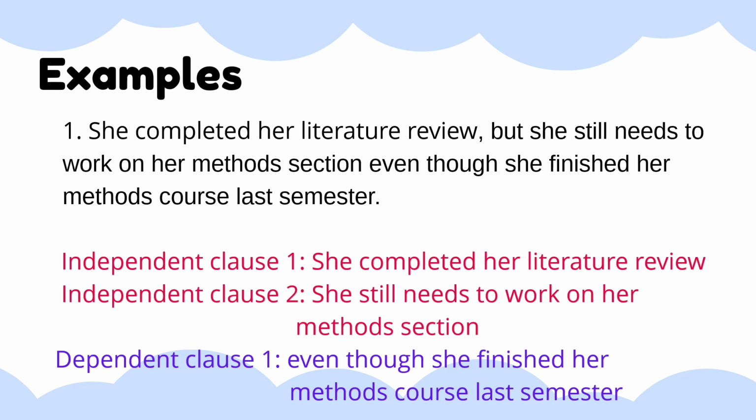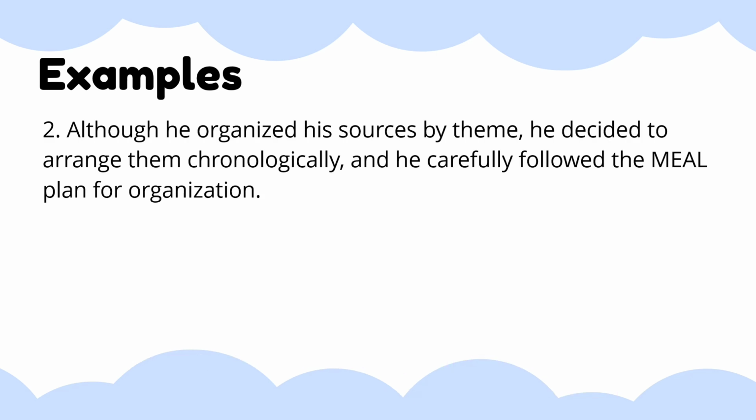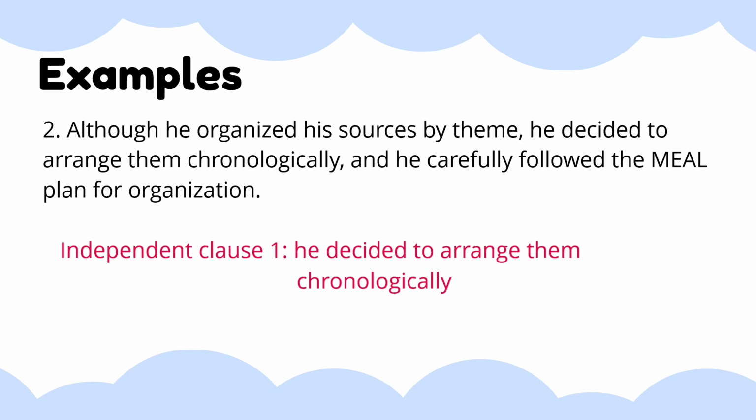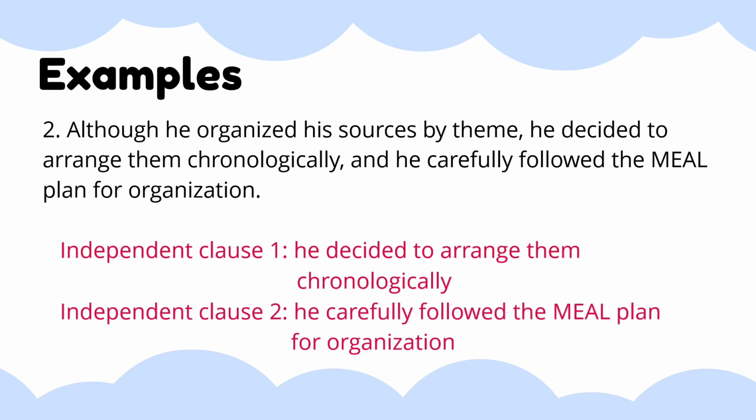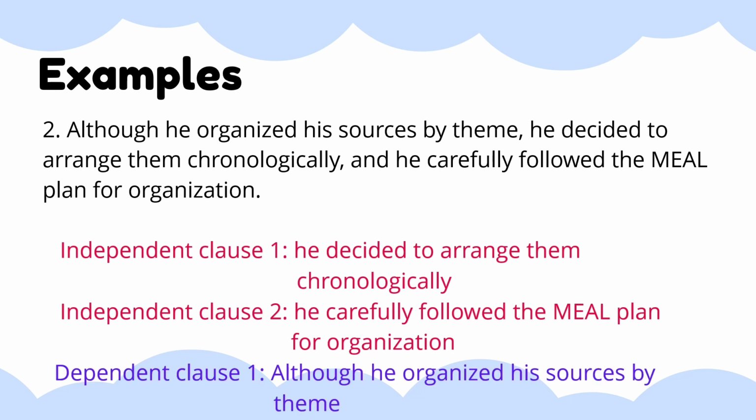Here is another example. Although he organized his sources by theme, he decided to arrange them chronologically and he carefully followed the meal plan for organization. The first independent clause is, he decided to arrange them chronologically. The second independent clause is, he carefully followed the meal plan for organization. And lastly, we have one dependent clause, which is, although he organized his sources by theme.